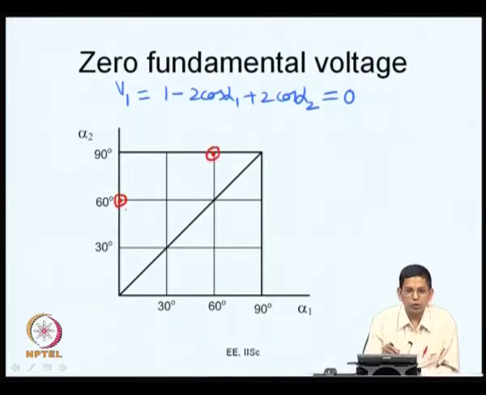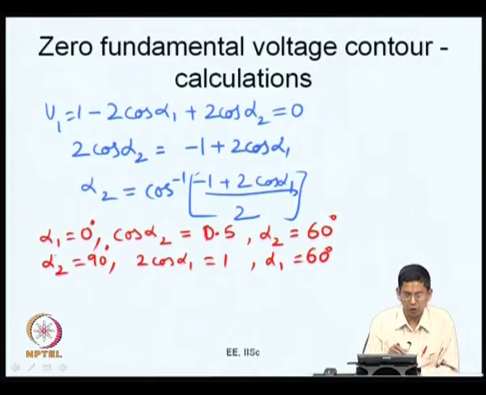So, these are the 2 points at which V1 is equal to 0. I should not say these are the 2 points, these are 2 of the several points at which V1 is equal to 0. So, let us say there are many other points. If we go on substituting values of alpha 1 in between, you will get corresponding values of alpha 2 from here, that is what we can do here. One simple value we will substitute is alpha 1 is equal to 30 degrees.